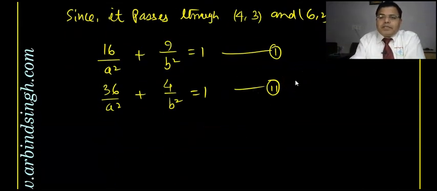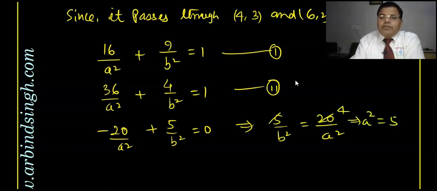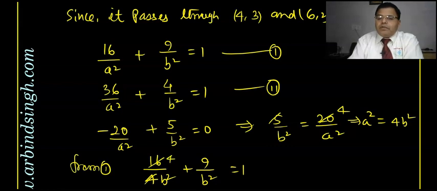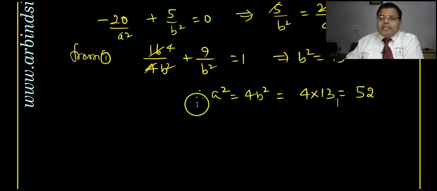Now we can solve them. After subtracting 1 minus 2, you will have minus 20 by a square plus 5 by b square is equal to 0. That is 5 by b square is equal to 20 by a square. 5 fours are 20. That is a square is equal to 4 b square. So if I put a square as 4 b square in the first, 16 upon 4 b square plus 9 by b square is equal to 1. 4, 4 are 16, 9 plus 4 is 13. So b square is equal to 13. And a square is 4 b square, that is 4 into 13 is equal to 52. So a square is 52.